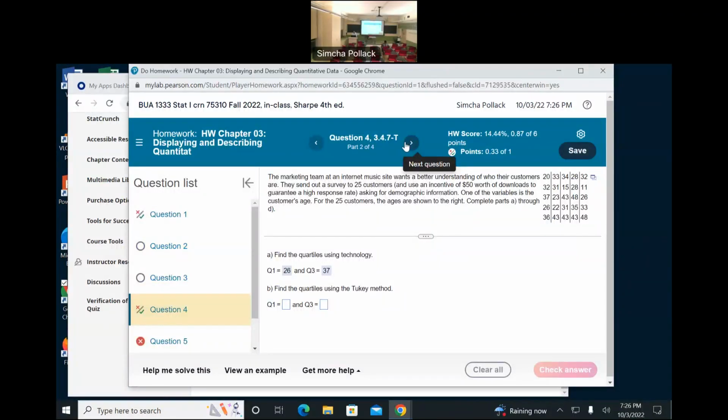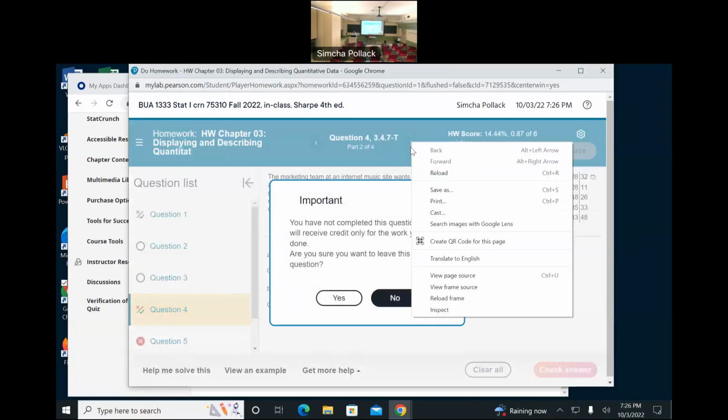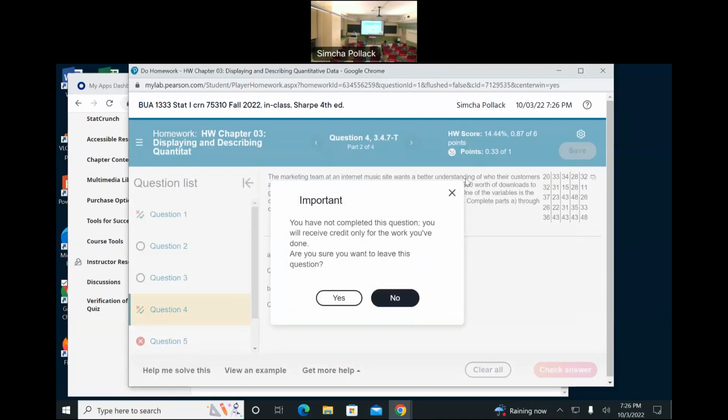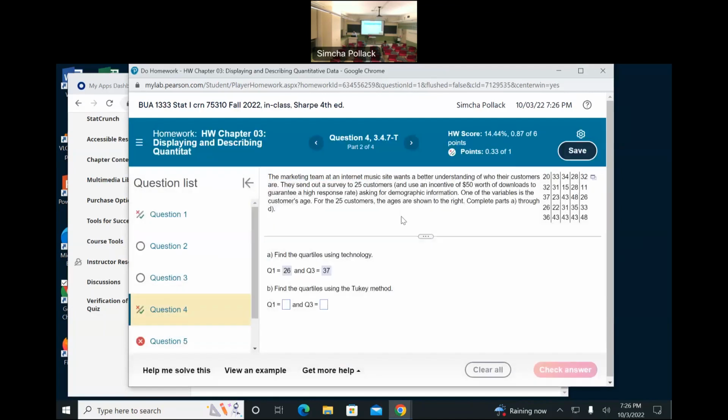Quartiles? Is it this one? I answered this, but I was unsure of it. So since it's up, I'll go over this with you. I'll go over them. I was confused on the difference between the Tukey method and using technology.